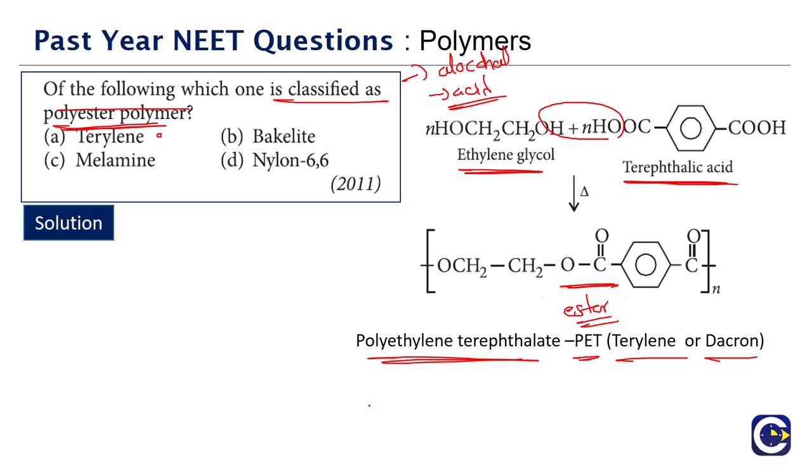So what is it? It's a polyester. So terylene or dacron, or we also call it PET, is an example of a polyester. Nylons are what? Nylons are polyamides.